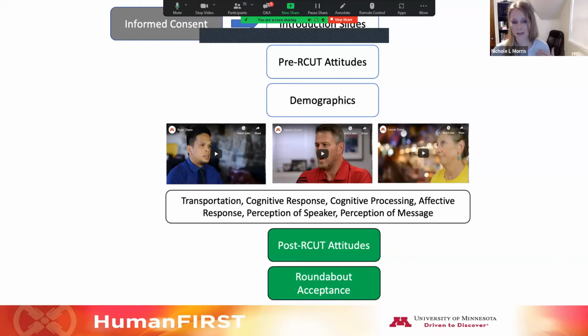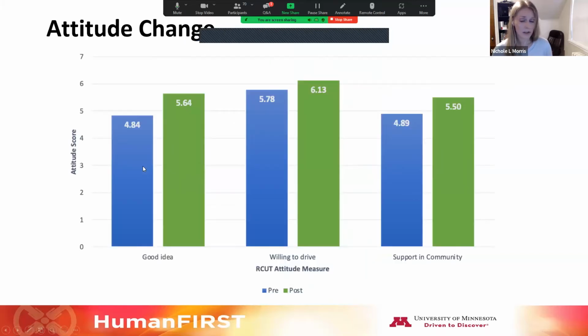Then we asked at the end, now tell us again, what do you think about RCUTs? So overall, regardless of what videos they watched, uniformly people tended to leave the study feeling like RCUTs were a good idea. They were willing to drive on them, and they would be more supportive of them being put in their community than when they first came into this study. So this was a good outcome that let us know you probably can't go too wrong with using any testimonials, that they tend to be pretty persuasive.